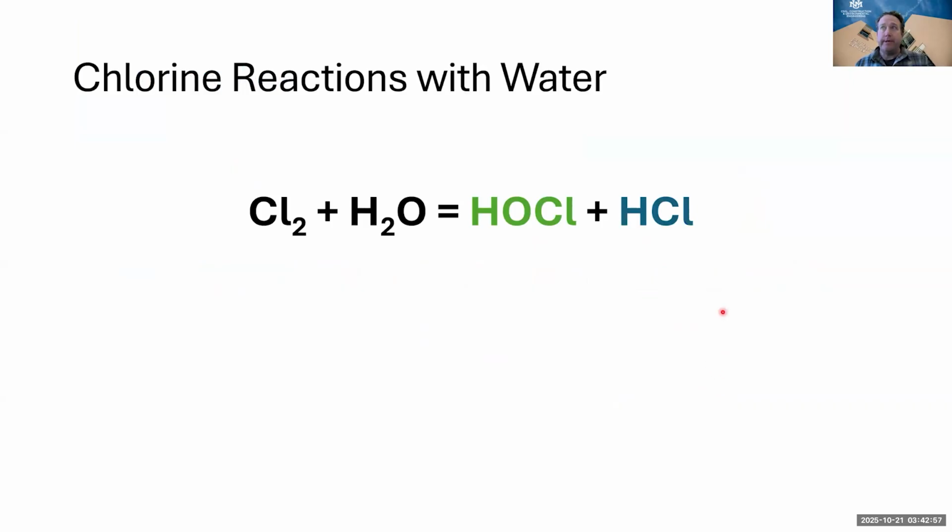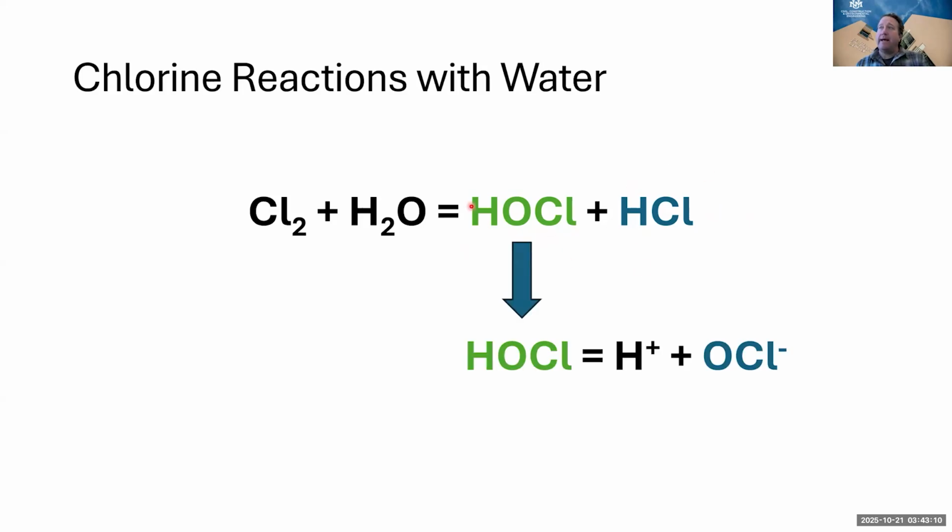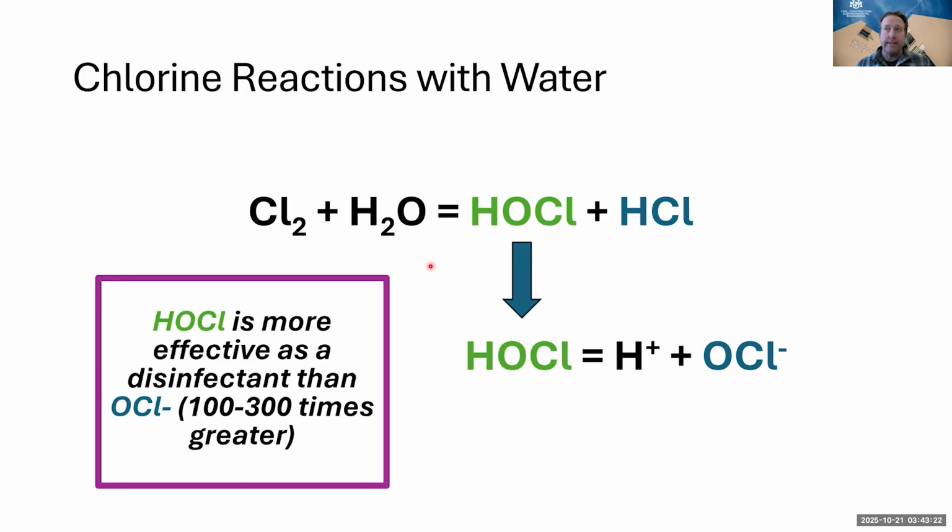You should be familiar with, again, those chlorine reactions when you add it to water. And so chlorine plus water turns into this hypochlorous acid and hydrochloric acid. All right, that hypochlorous acid further reacts and it turns into this hydrogen ion and hypochlorite ion. Now, this is important because the hypochlorous acid, it's a much more effective disinfectant than the hypochlorite ion. Both are available for disinfection, but hypochlorous acid is much more effective.